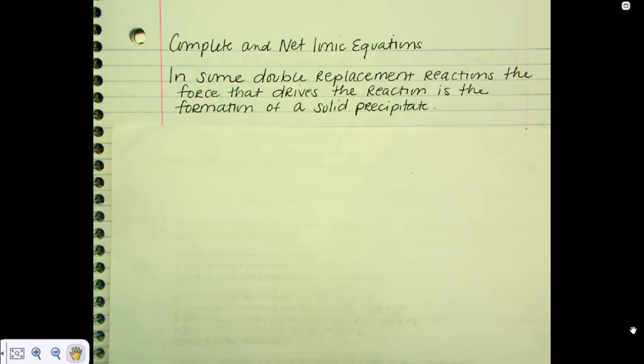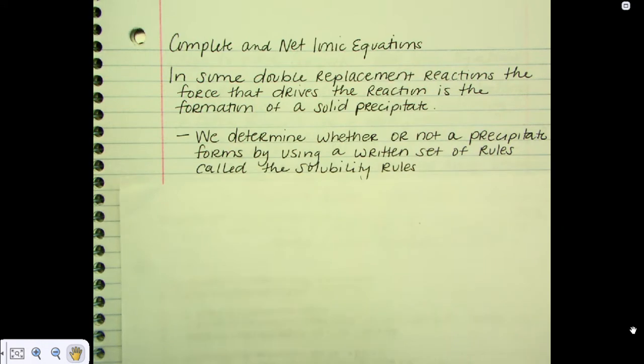So in some double replacement reactions, the force that drives the reaction is the formation of a precipitate. And without that precipitate being formed, the reaction simply does not occur. You just have your ions or your potentially reacting species just floating together in a beaker or test tube, not really doing anything. So we will be looking at primarily here a solid precipitate. So we determine whether or not a precipitate forms by using our solubility rules.